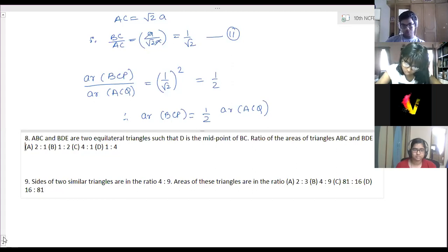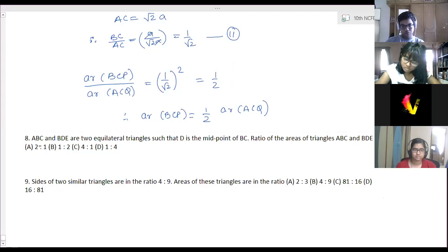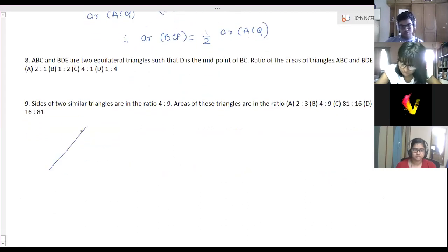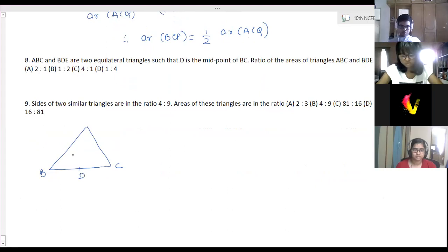Ma'am, in the eighth question, where will E be positioned? Anywhere you can take it, top or down, doesn't matter. They are equilateral triangles, so anyhow they are similar. This is BC. D is only the midpoint. Now B, D, E you have to take. You can take it top or you can take it down also.